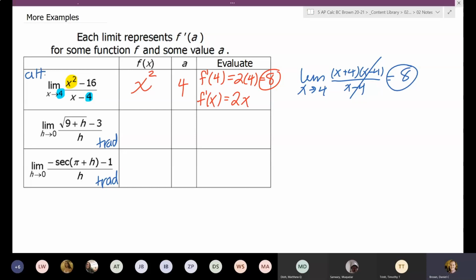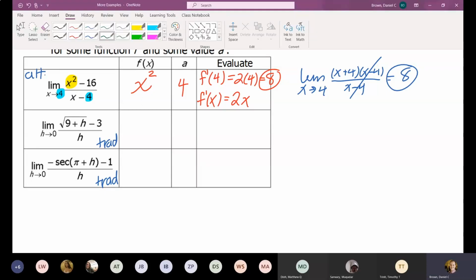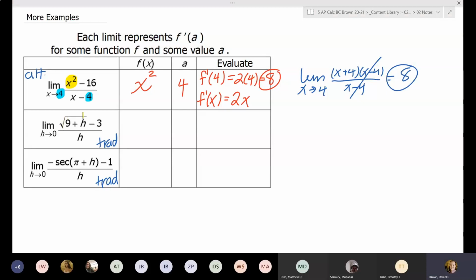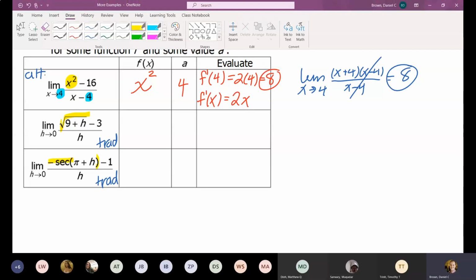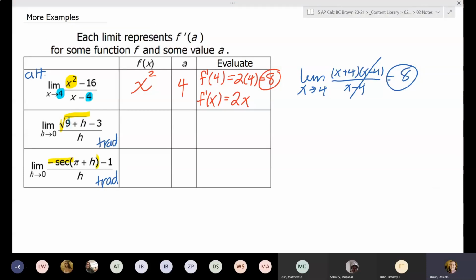The second and the third one are both the traditional definition of the derivative. So for the traditional one, you have to figure out what function is being plugged into it, and then you also need to figure out what that a value is. So we can see for that second row, the a value appears to be 9. The function being plugged into it is square root of x, and the a value is 9. That's where that 3 is coming from. So we have minus f of a, f of 9, the square root of 9. That's going to give you 3.